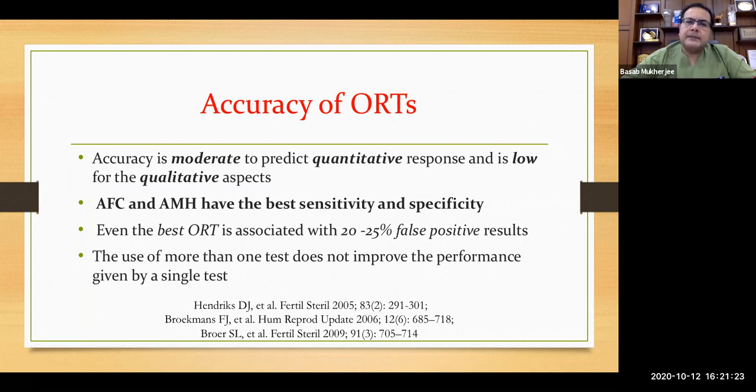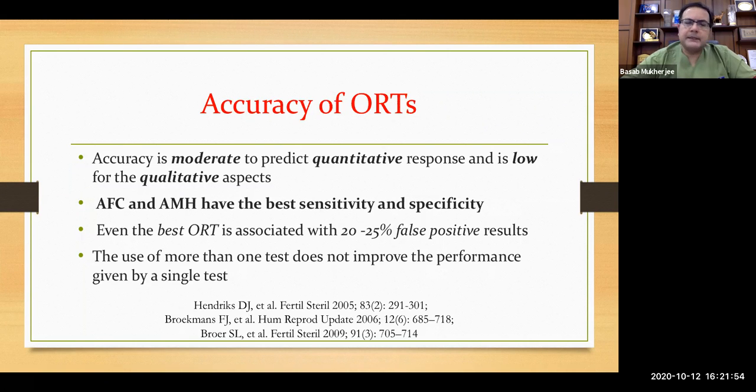AFC and AMH have the best sensitivity and specificity, and we have known this over time. And that is, I think, one of the reasons why these are commonly done in today's gynecology practice and IVF practice. But even the best ORT is associated with 20 to 25% false positive results. And that is an important point to understand. And use of more than one test does not improve the performance given by a single test.